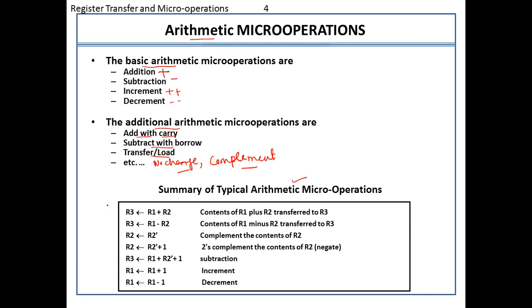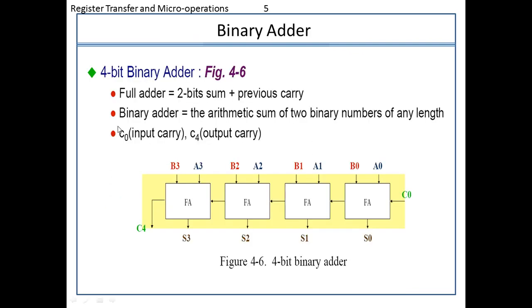Here I have provided a detailed diagram or tabular form of the various types of microoperations which come under the category of arithmetic. So let's start learning in detail about these arithmetic microoperations. The very first kind of arithmetic microoperation that comes into the picture is the binary adder. What is this binary adder first of all? We know that adder means addition of some numbers, right?